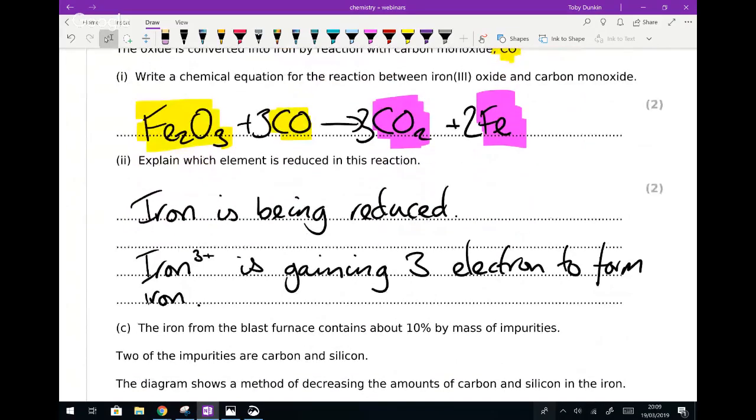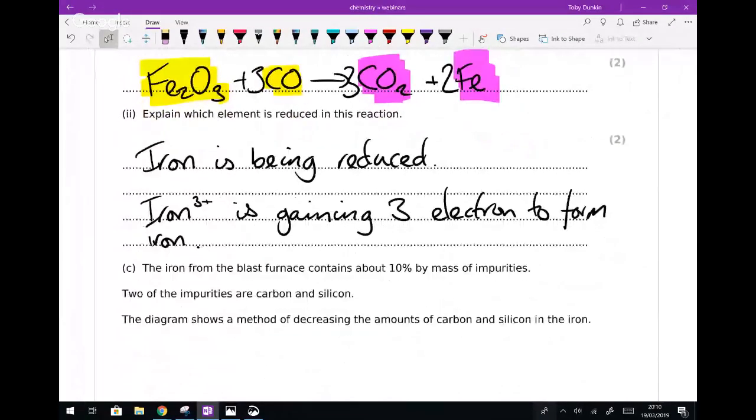Explain which element is reduced in the reaction. The element iron is being reduced. The compound is iron oxide, and it's because the iron 3+ is gaining 3 electrons, or it is having oxygen removed. Either one is allowed. I actually prefer the oxygen being removed.